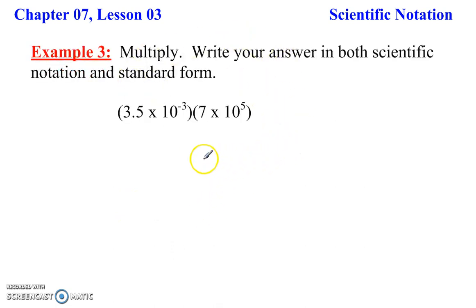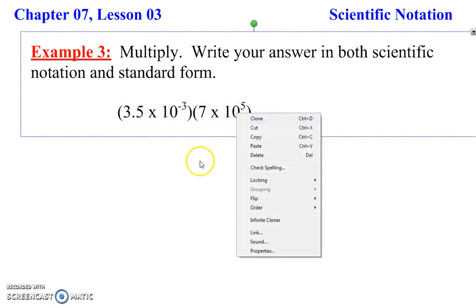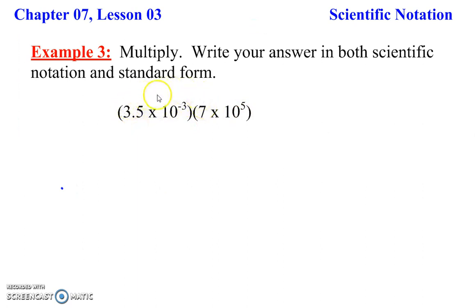Okay, multiply. When we're multiplying, you can consider the power of 10 kind of like a variable. If you had 3.5a times 7a or 7b, we multiply the numbers first. So we'd multiply 3.5 times 7, so 24.5, and then we're going to multiply these powers of 10. 10 to the negative third times 10 to the fifth. Remember, this is a division, so I can cancel out. Or, when we're multiplying powers with the same base, we can add their exponents. So negative 3 plus 5 is 2.